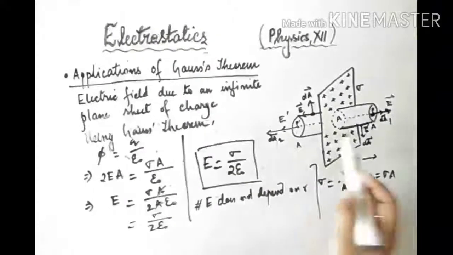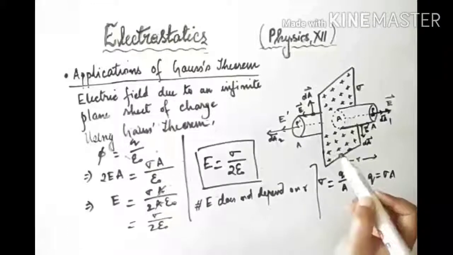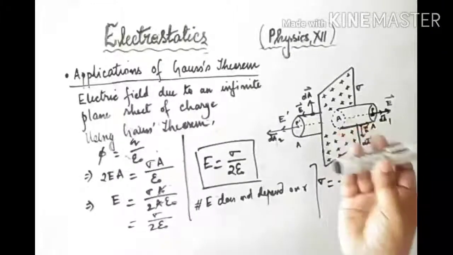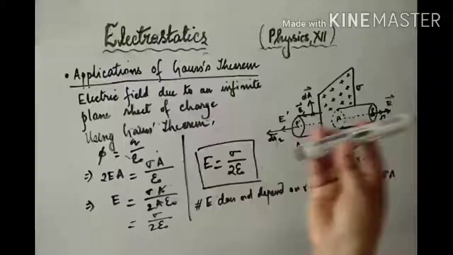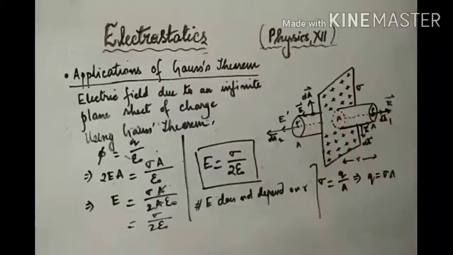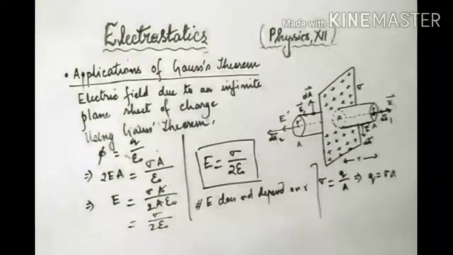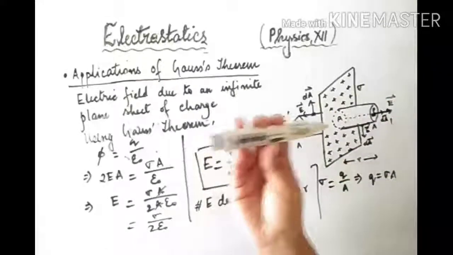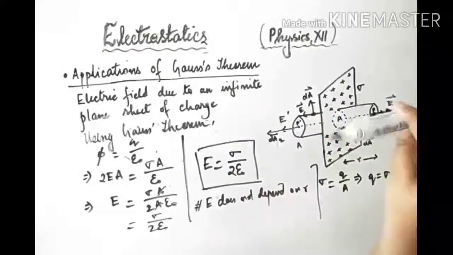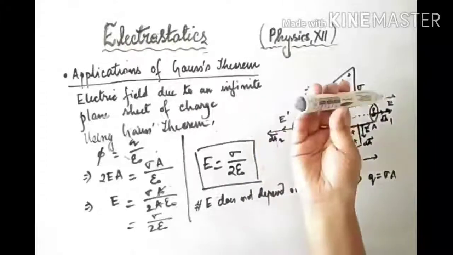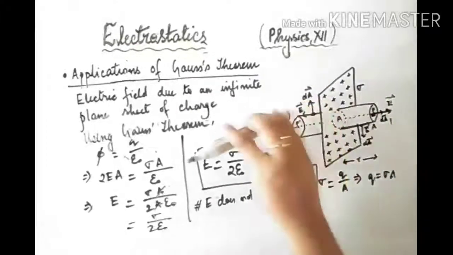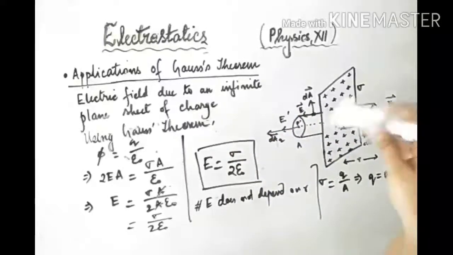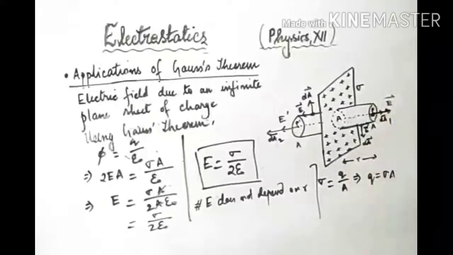Now, if your sheet is negatively charged, here the field was directed away from it, along this direction or this direction. But if you consider negative charge, then the field will be directed towards the plane sheet of charge. Here the electric field lines were outward, as you can see here, but for a negative sheet of charge, it will be directed towards the plane sheet.